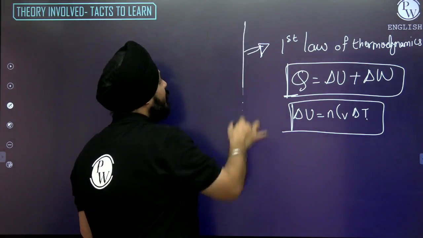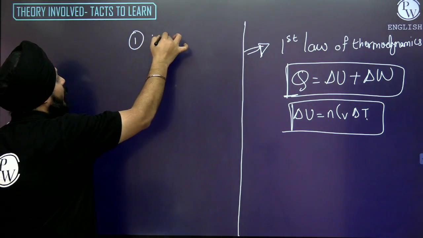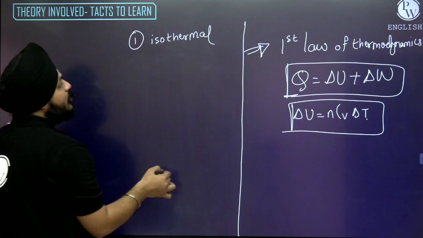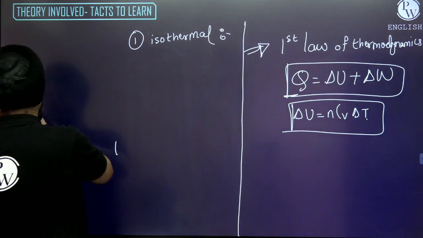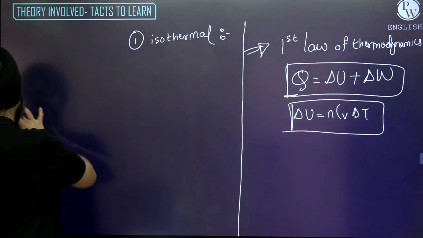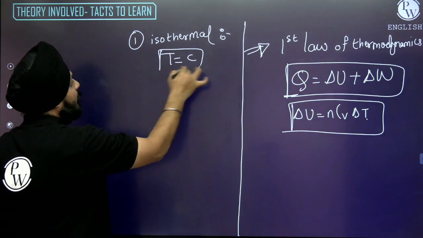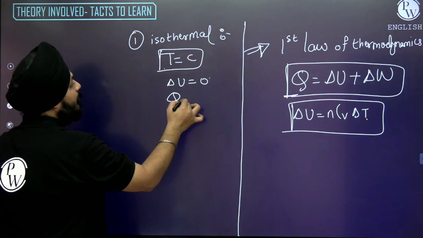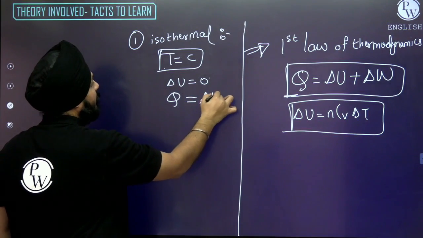Now we come to the 4 processes. First, the isothermal process. Because we have already discussed the first law of thermodynamics, I think it is the best time to discuss rapidly these 4 processes. Temperature is constant, so delta U will be 0. Whatever Q is, that will be the work done.